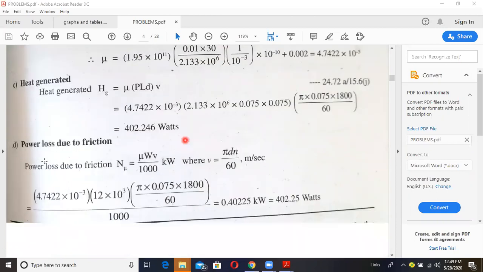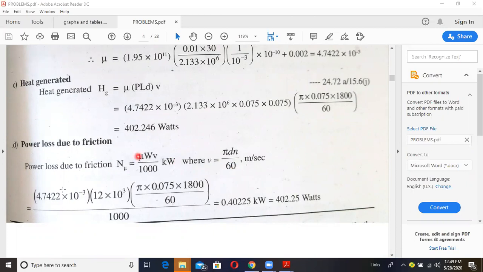And the fourth unknown, we are going to calculate how much power is lost due to friction. The formula to calculate power loss is mu W V divided by 1000. And the formula to calculate V is pi D N divided by 60.